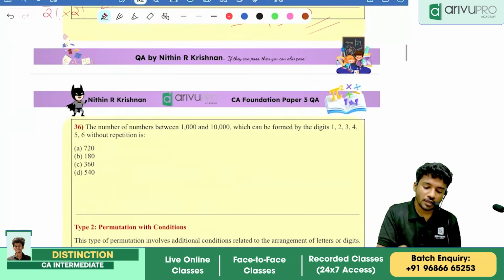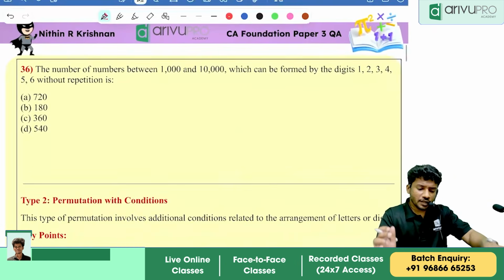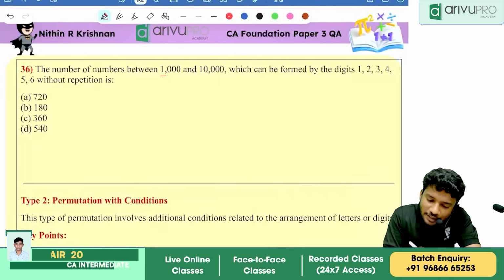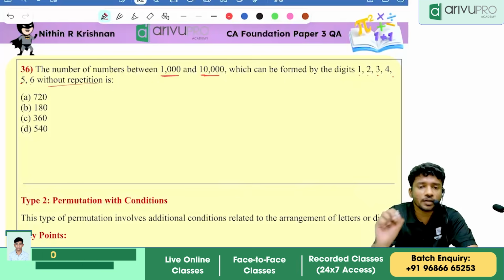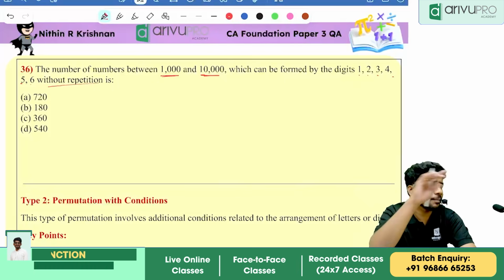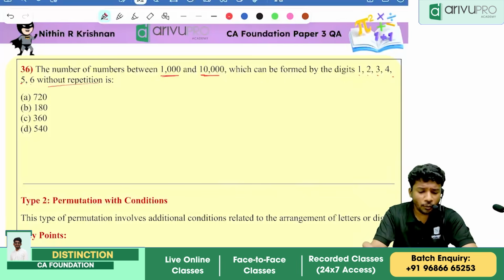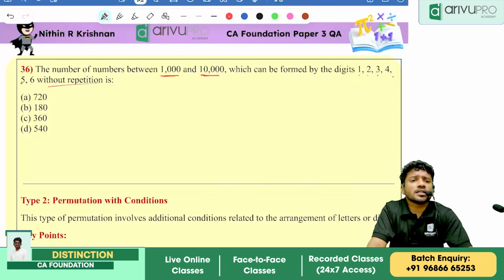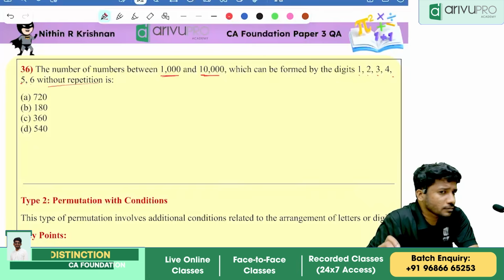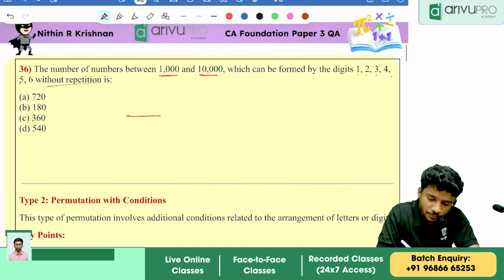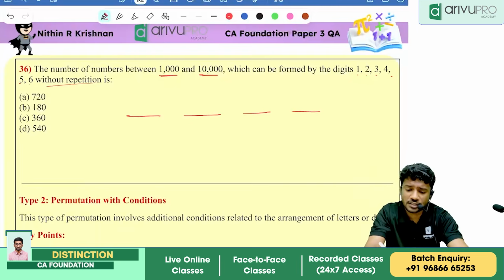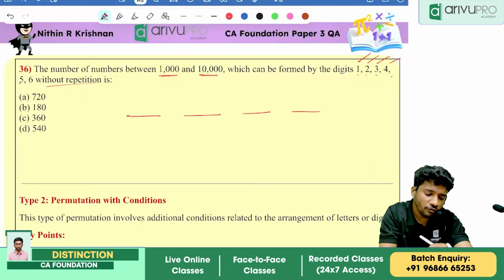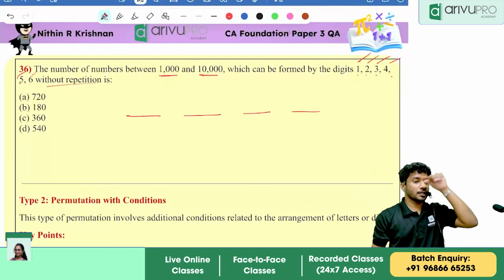Now, look here. The number of numbers between 1000 and 10,000 which can be formed using the digits 1, 2, 3, 4, 5, 6 without repetition is the question. Okay, I will show you the method how we can do this. Now, people, the numbers between 1000 and 10,000, what type of number is that? 4-digit number. 1, 2, 3, 4 digits are there. Now, how many digits do we have? 6 digits in total.